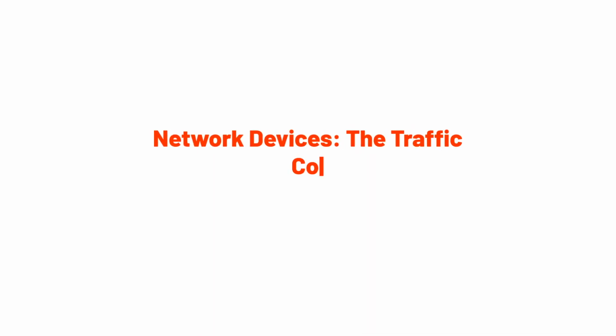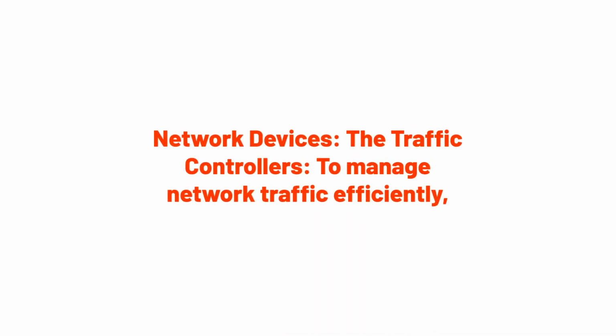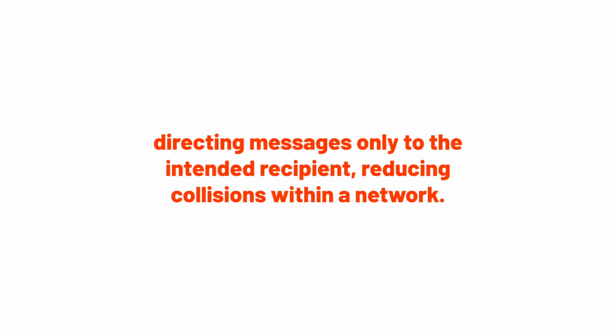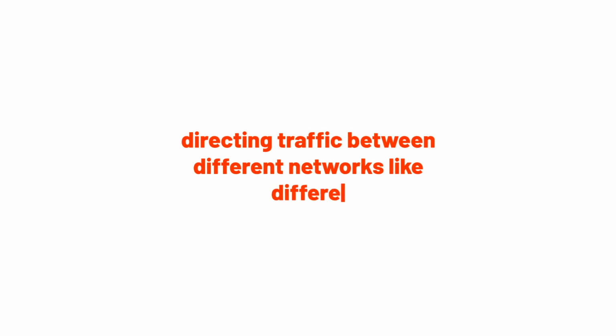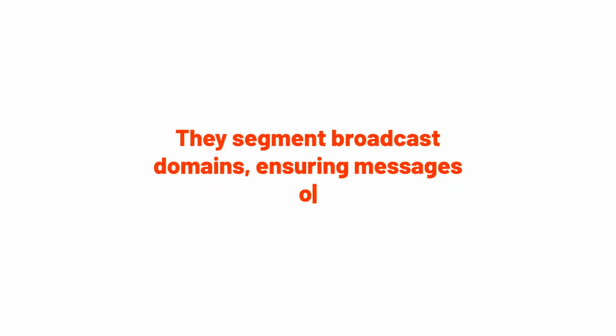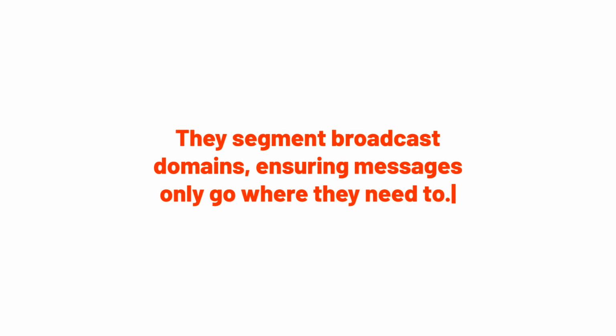Network devices. The traffic controllers. To manage network traffic efficiently, we use devices like switches and routers. Switches. These act like intelligent mailboxes, directing messages only to the intended recipient, reducing collisions within a network. Routers. These are like the building manager, directing traffic between different networks like different apartment buildings. They segment broadcast domains, ensuring messages only go where they need to.